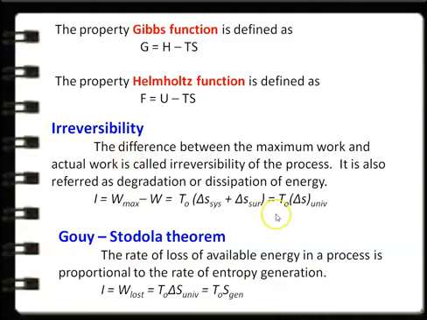Earlier we discussed the irreversibility, which is actually the difference between maximum work and the actual work. The rate of loss of available energy in a process is proportional to the rate of entropy generation. That is, I equal to work lost. Work loss equal to T0 into delta S universe, that is what we derived earlier, which is equal to T0 into entropy generation. So that is the Gouy-Stodola theorem.